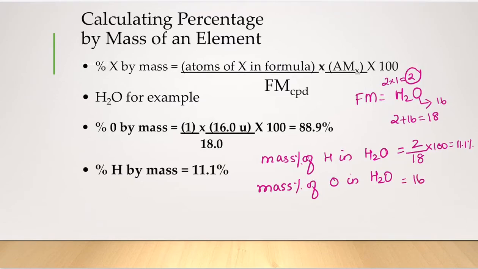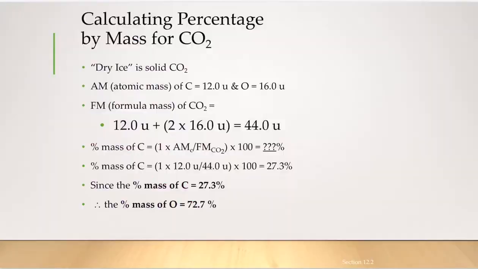Here, the mass of oxygen in water is 16, divided by the formula weight of water, times 100. That's going to be equivalent to 88.9%. So this is how we calculate the mass percentage of any element in a compound. Okay, let's do another example.